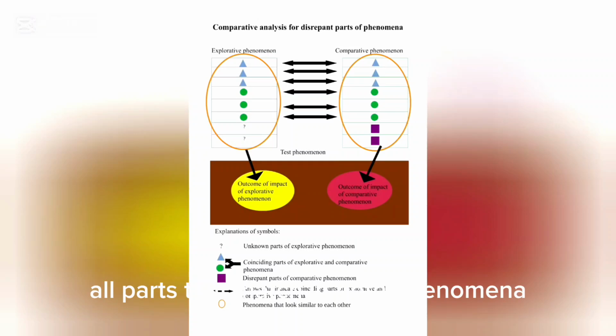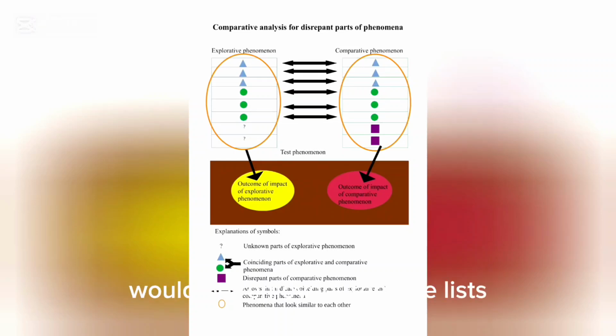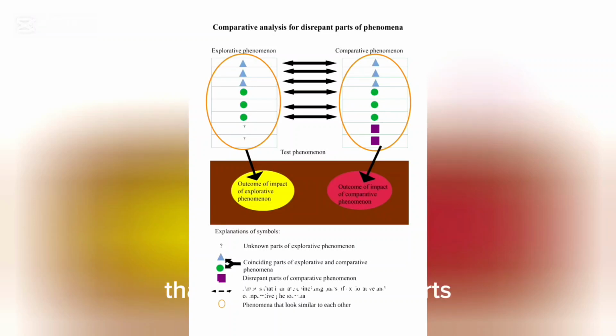All parts that match in both phenomena would be written in the same color, while parts that do not match would be depicted in different colors. Then all the parts that match in both phenomena would be removed from the lists, leaving only those parts of the comparative phenomenon that have no counterparts in the explorative phenomenon.